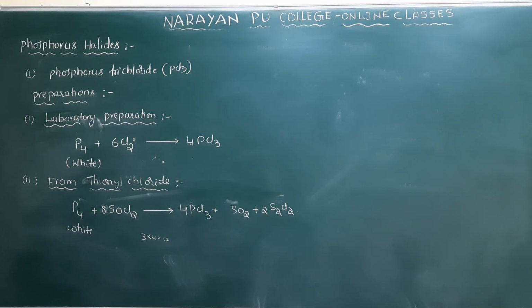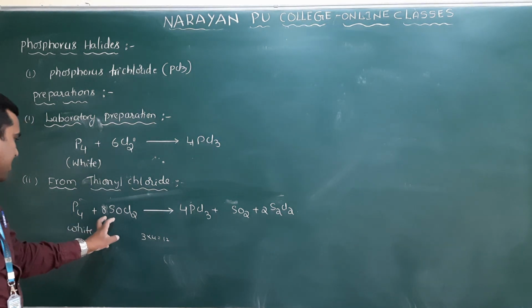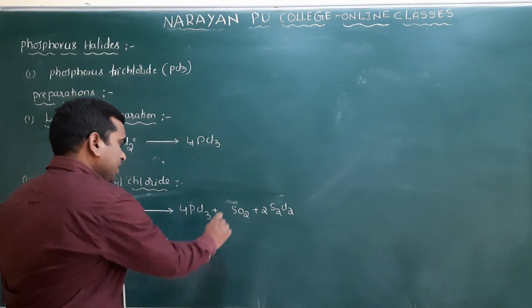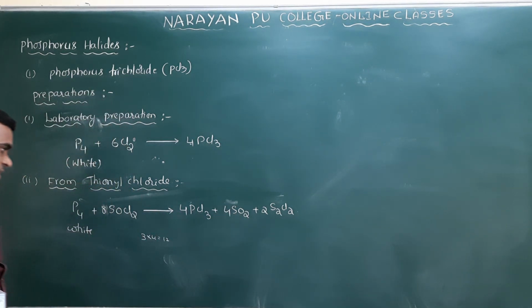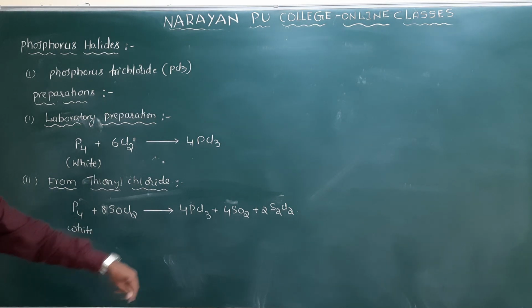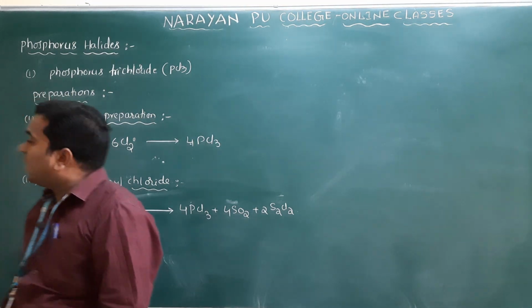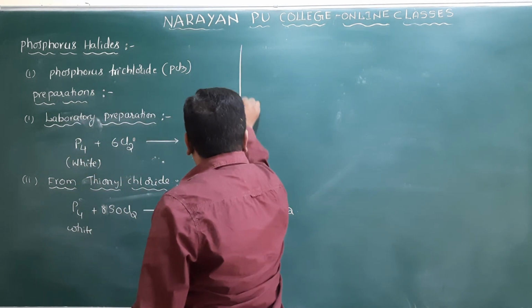Now it is automatically balanced. Sulfur, how many atoms are there here? 8 sulfurs are there. And here how many sulfurs are there? 4. So I multiply this one with the 4. Clear? So these are the preparations of which compound here? Phosphorus trichloride. Clear? Next one.